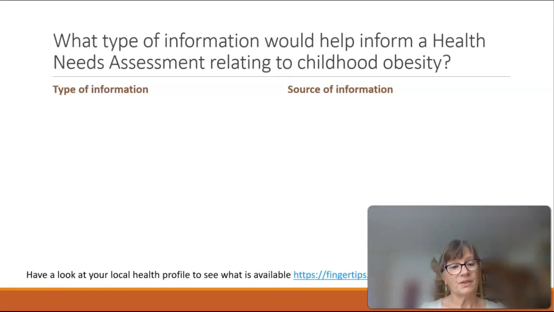So let's have a think about this, and we're going to discuss this as a whole group. If we were looking at an area with a very high incidence of childhood obesity, what type of information could we get to inform that? We'll be thinking about what affects food intake, what affects physical activity, but also what affects those wider determinants of health that influence those things.